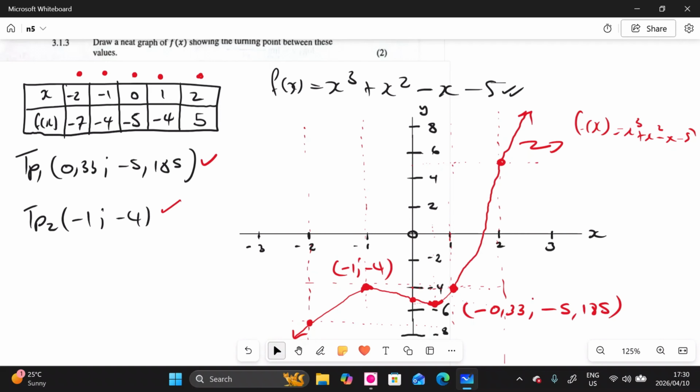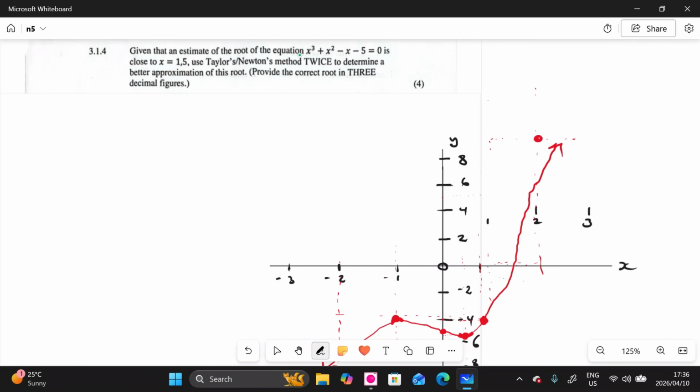Guys, we are done with 3.1.3. Let's go and do the next question, which is 3.1.4. Right, guys, here's our 3.1.4. Let's read this statement and let's solve this problem here.